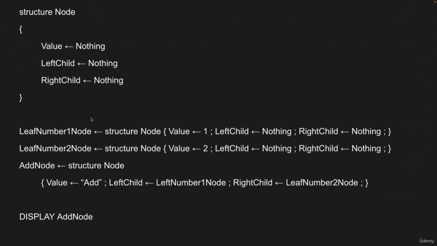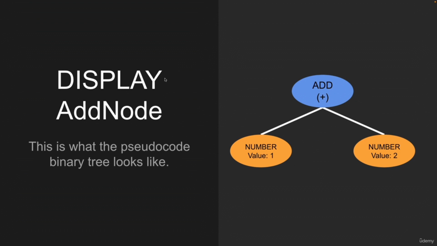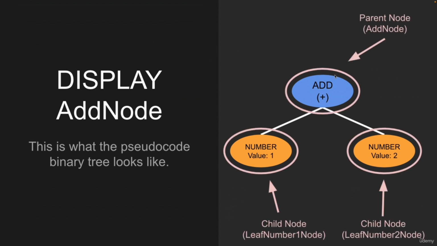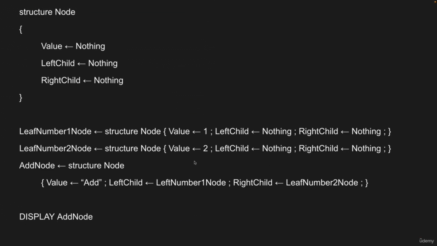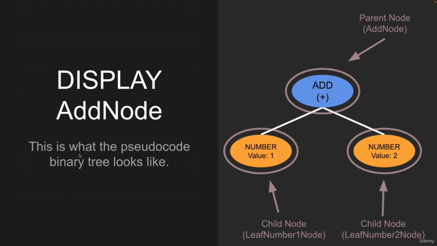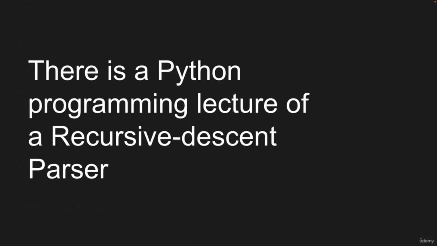I've also made a representation of what it will look like when you display that add node, as if you were creating an actual node in a programming language. This is what the pseudocode binary tree looks like. This is the parent node, which is the add node variable, the child node, which is the leaf number 1 node variable, and the other child node, which is the leaf number 2 node variable. You see how right here I'm defining the variables. If you would like to get more into it, you can look at the Python programming lecture of a recursive descent parser, or you can look at the Google Slides that I've put in as a resource link.